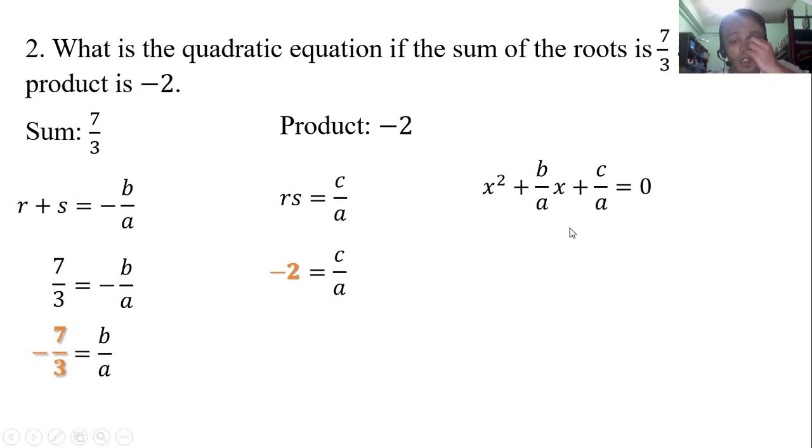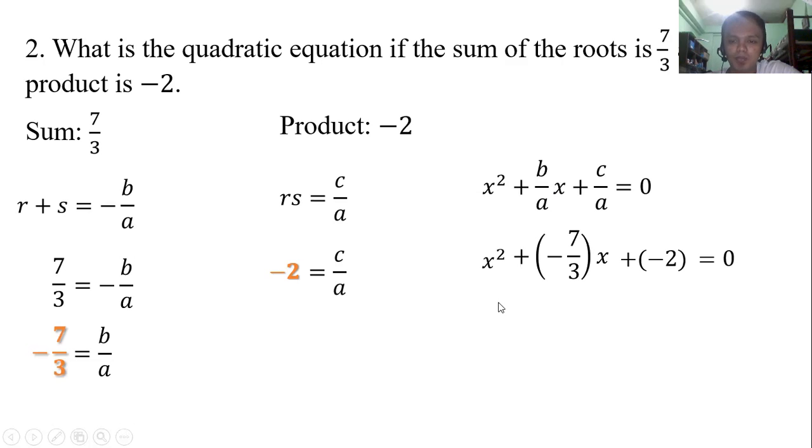Balikan natin to. Okay, dito medyo maikli kasi nga, given na kagad yung sum and the product of the roots. Dun sa number 1 example, hahanapin pa natin. Okay? Then now, substitute na lang. Copy yung X squared plus your B over A is negative 7/3 plus yung C over A natin is negative 2 equal to 0.